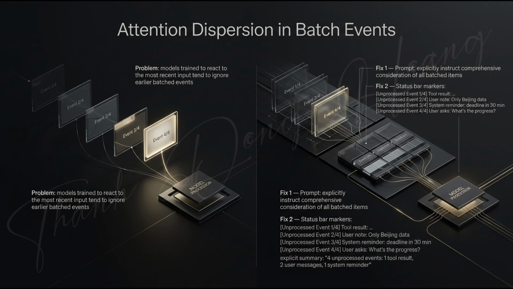Attention dispersion in batch events. There's a subtle failure mode when several events get delivered to a model at once. It tends to fixate on whichever one arrived last and effectively ignore the earlier ones, simply because it's trained to react to the most recent input.